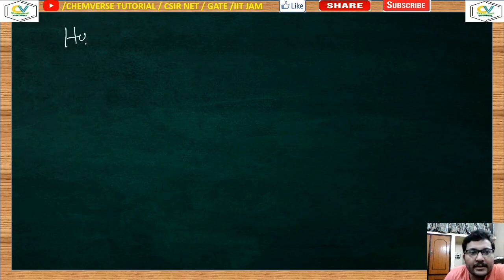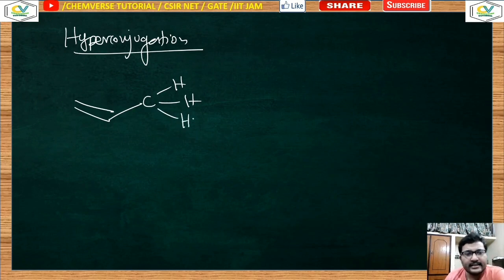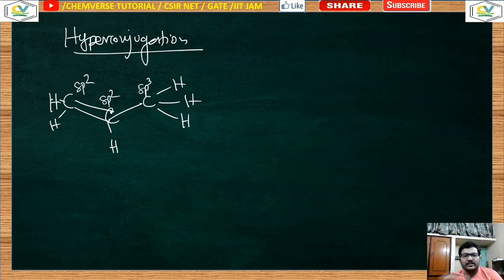Now let's talk about hyperconjugation. In some molecules, you can see that there is no conjugation, but they will try to behave as a conjugated system by temporarily breaking some weaker bond. Suppose you are taking this molecule. Over here, what you can see is that there is a C double bond C present. This is sp2 carbon, this is sp2 carbon, but this one is sp3 carbon. Now the sp3 carbon is not in plane with that system, so there is no conjugation present.